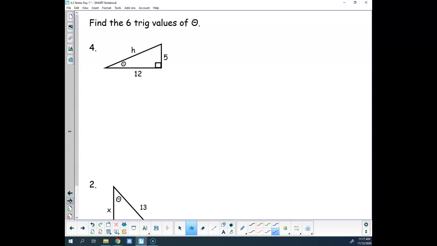We can also utilize a right triangle, and we can find all 6 trig values within it. Okay? So before we start that, however, we seem to be missing the hypotenuse. Okay? So in a right triangle, what's the one tool in my toolbox that I have to find a missing side? Pythagorean theorem. Yep. So a squared plus b squared equals c squared.